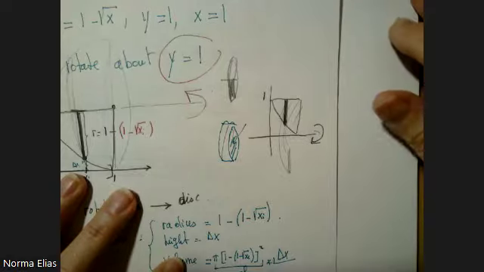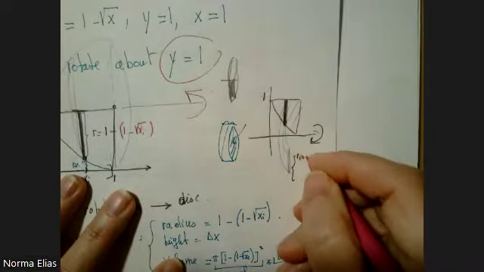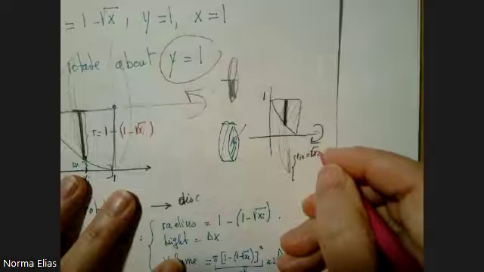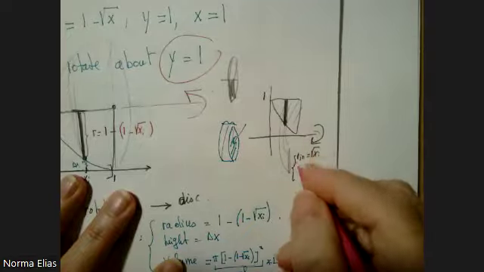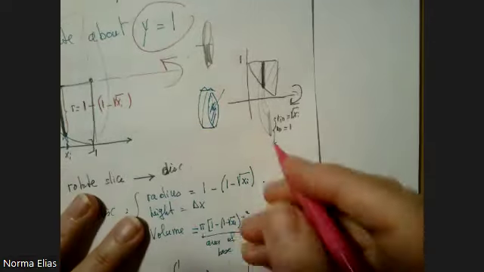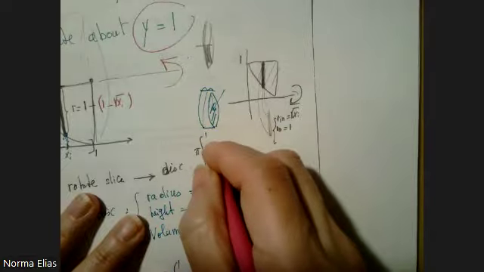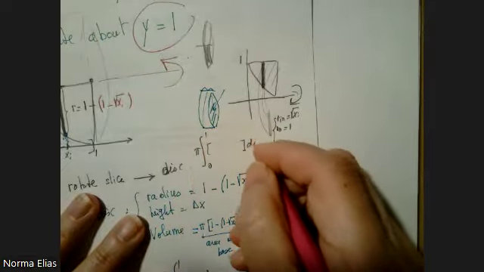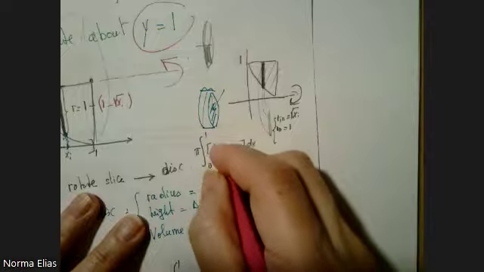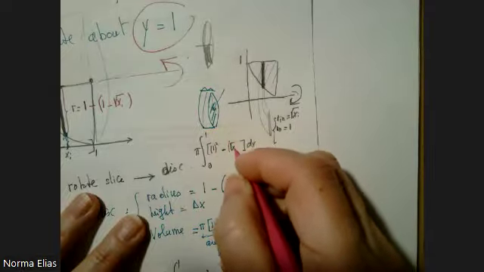Understand? Yeah, I understand now. Okay, that makes sense. The inner is going to be the square root of xi. The outer is going to be 1. And the setup is going to be the integral from 0 to 1 of pi times the outer squared minus the inner squared.